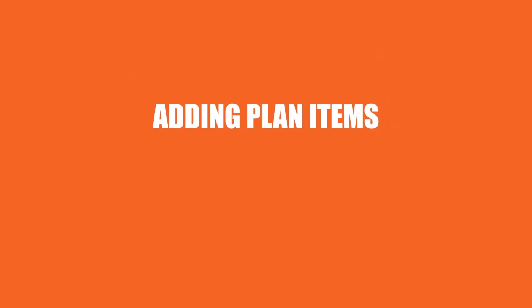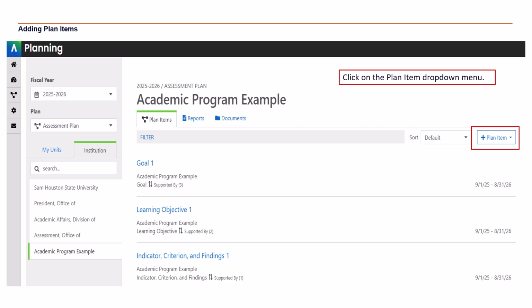As assessment plans evolve over time, programs and units may need to create new assessment plan items such as goals, objectives, measurement methods, and actions. To add a new plan item, begin by locating the Plan Item drop-down menu. This menu contains all available assessment plan item types that can be added within the system.